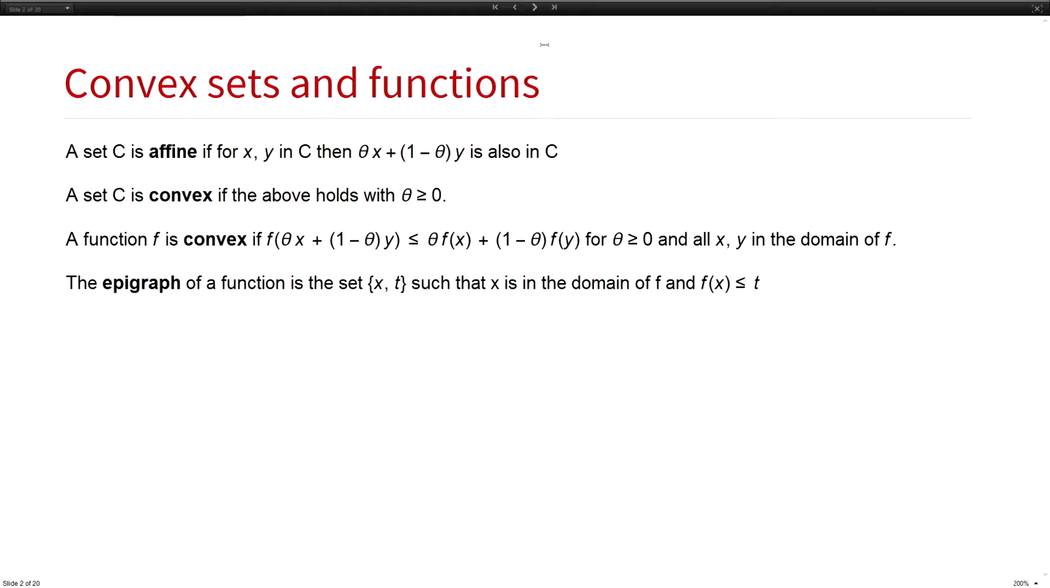Another important definition that I'm going to use a lot is the epigraph. The epigraph of a function is the set of pairs (x, t) such that x is in the domain and f of x is less than or equal to t. And the epigraph of a convex function is a convex set. That's how a lot of this convex optimization works.